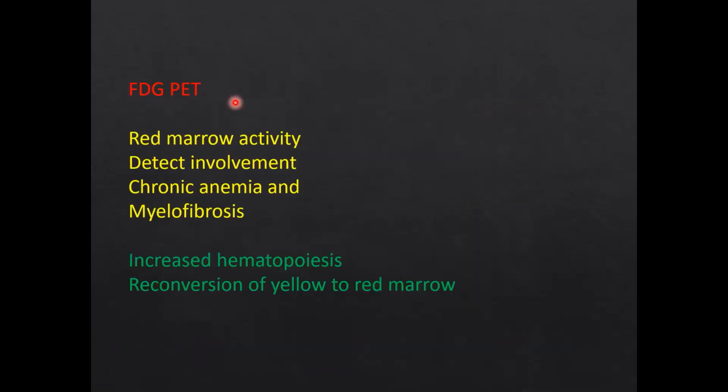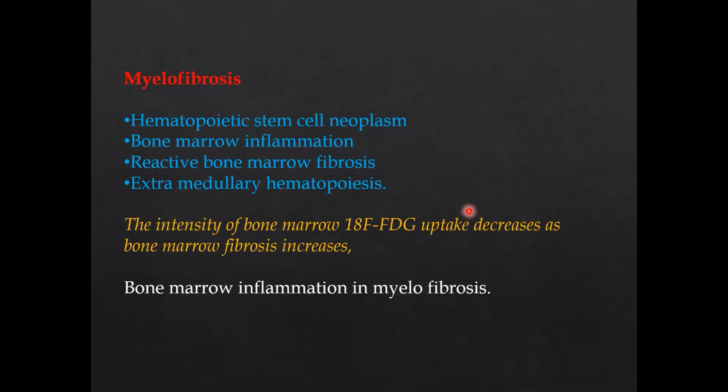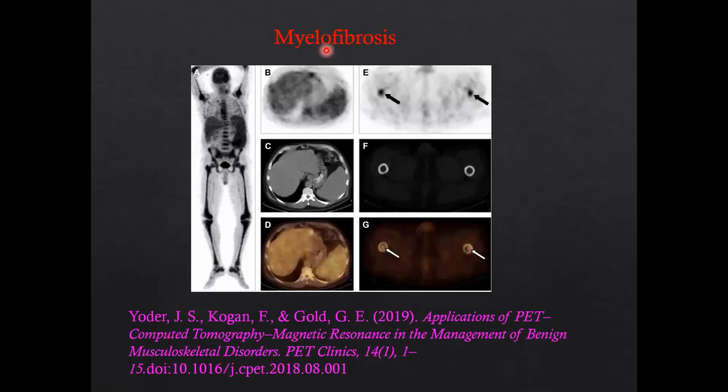So coming to FDG PET, you have red marrow activity. It detects involvement, chronic anemia and myelofibrosis. So, increased hematopoiesis, reconversion of yellow to red marrow. So you have myelofibrosis, hematopoietic stem cell neoplasm, bone marrow inflammation, reactive bone marrow fibrosis, extramedullary hematopoiesis, and the intensity of bone marrow 18F FDG uptake decreases as the bone marrow fibrosis increases, and bone marrow inflammation in myelofibrosis. So coming to myelofibrosis, there is literature which shows a diffuse amount of uptake in the bones here involving the long bones.